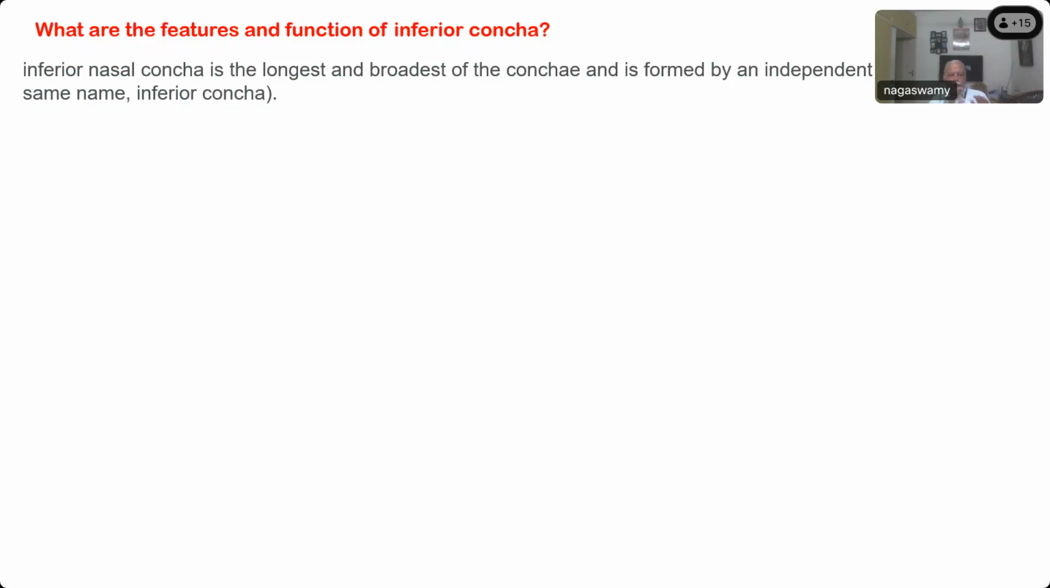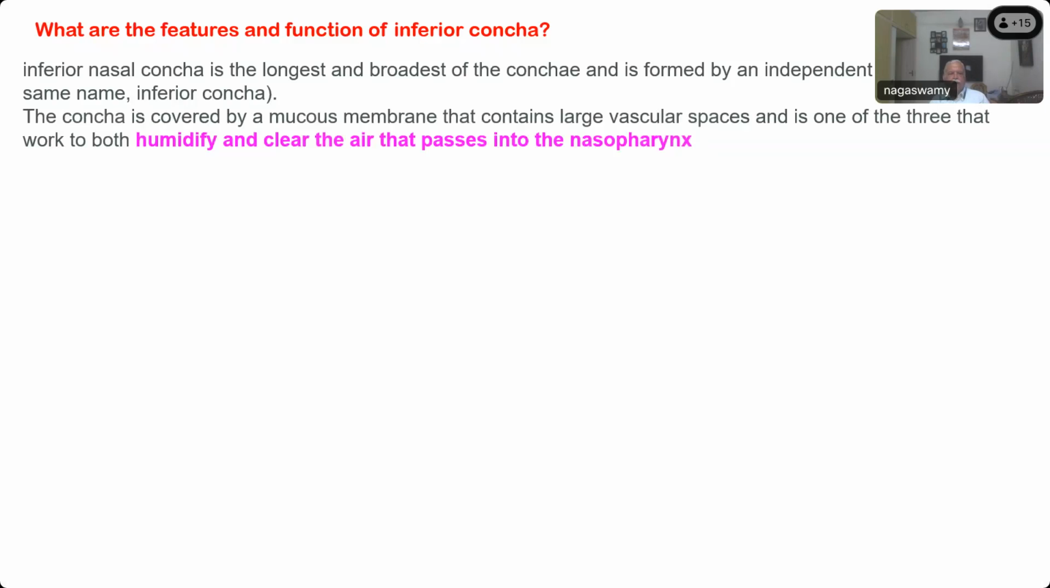It is like a bone which is scrolled, causing eddy currents. Not only eddy currents, it is mainly for humidification. The concha is covered by mucous membrane that contains large vascular spaces and is one of the three that work to both humidify and clear the air passage into the nasopharynx. So all larger particles or dust particles in the atmospheric air will be filtered there, and also because of the rich vascularity, it humidifies the inspired air.